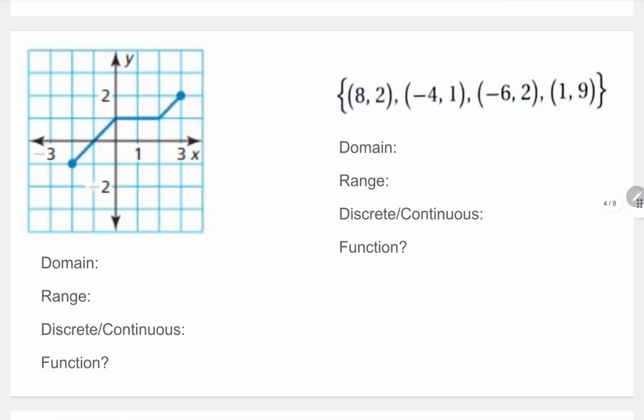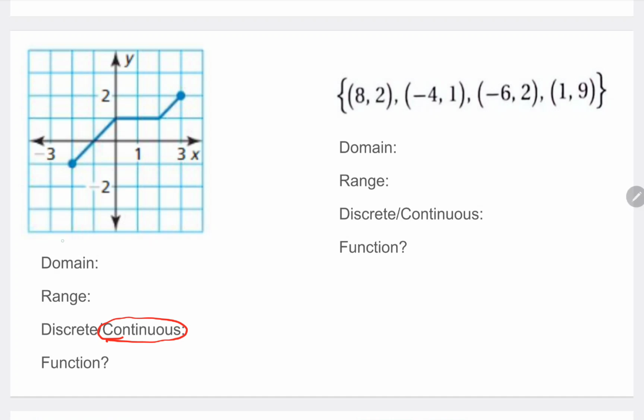The next one is a continuous graph. It's continuous because my points are connected. There are infinitely many points on that segment, and because there are infinitely many points on that segment, we can't just list numbers for the domain. There are infinitely many numbers a part of that domain. So instead, we would write our answer as either an inequality, or we could write our domain in interval notation.